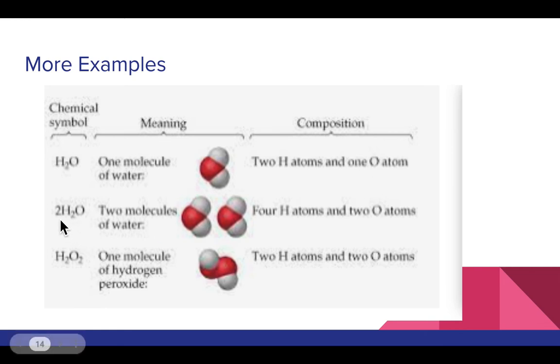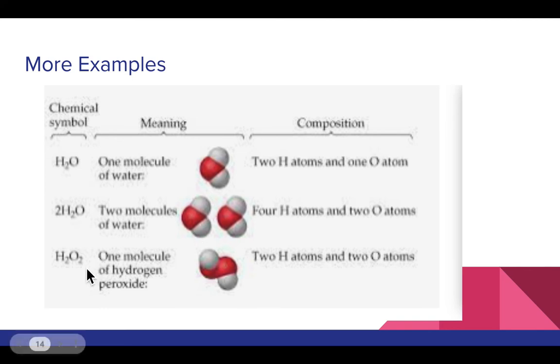Now notice if I put a coefficient in front, the coefficient goes in front here, it means that I have 2 separate molecules of water. Okay? Notice they're not touching, they're not bonded. It's like having 2 separate apples. Now we can still see that this is a compound because they're 2 different symbols, hydrogen and oxygen. If we want to count up how many atoms are in this particular formula, we can see that we have 2 distinct waters, which means that we have 2 oxygens and 4 hydrogens.